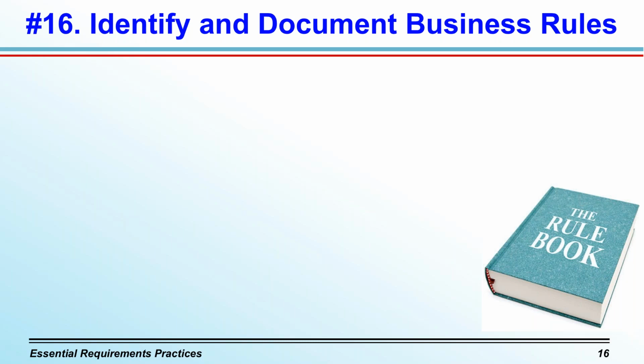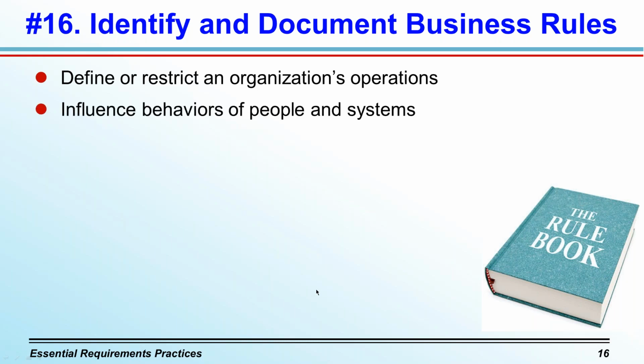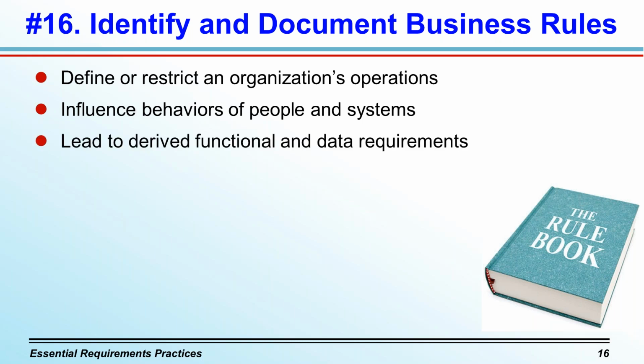Jeremy was annoyed. Business rules are statements that define or restrict certain aspects of an organization's operations, or they influence the behaviors of people and systems within the organization. They're not software requirements themselves, but business rules often lead to derived requirements to enforce or comply with the rule. And as such, they're a critical piece of the requirements puzzle on every project.